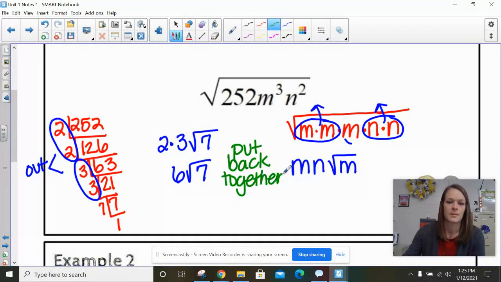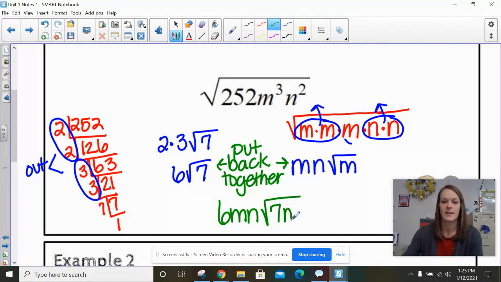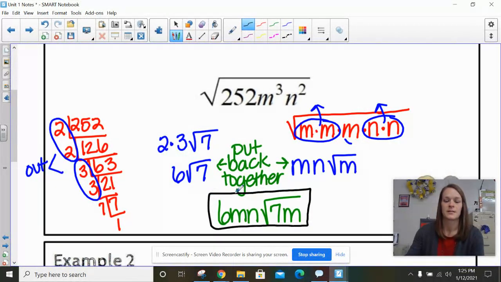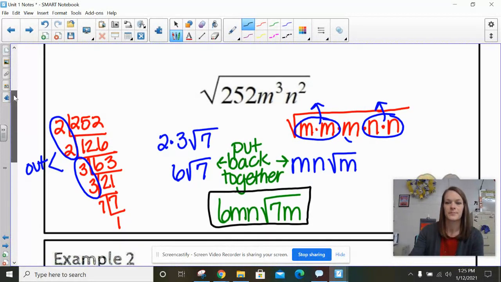Okay, now the thing here is you got to put these back together. So this one and this one, you got to put your numbers and your letters back together. So the 6 and the m and the n all go on the outside. And then the 7 and the m stay under the radical. And this is your simplified answer here. Okay, so let's take a look at another example of one of those.